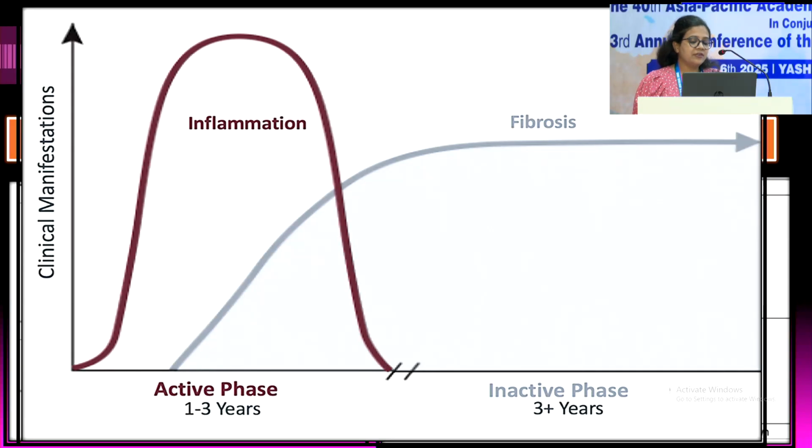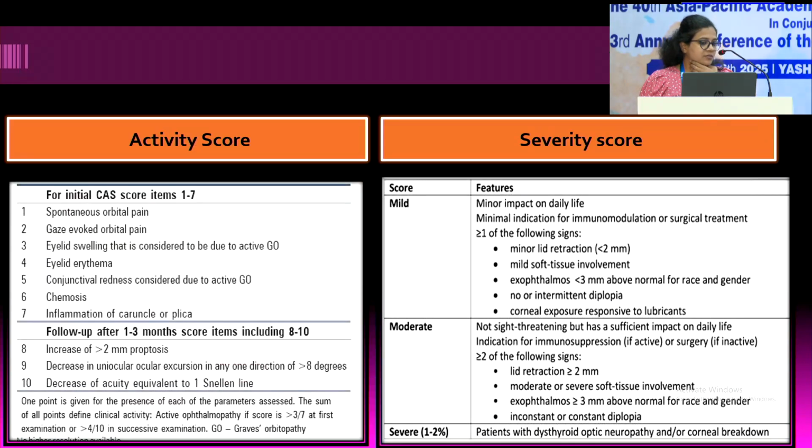Whenever we think of thyroid, we should always keep the Rundle's curve in mind. We should know whether it is in the active phase or the inactive phase. In terms of this, we have the activity score and the severity score. Recently, yesterday, I heard about a low-grade clinical activity score, which is less than 3.